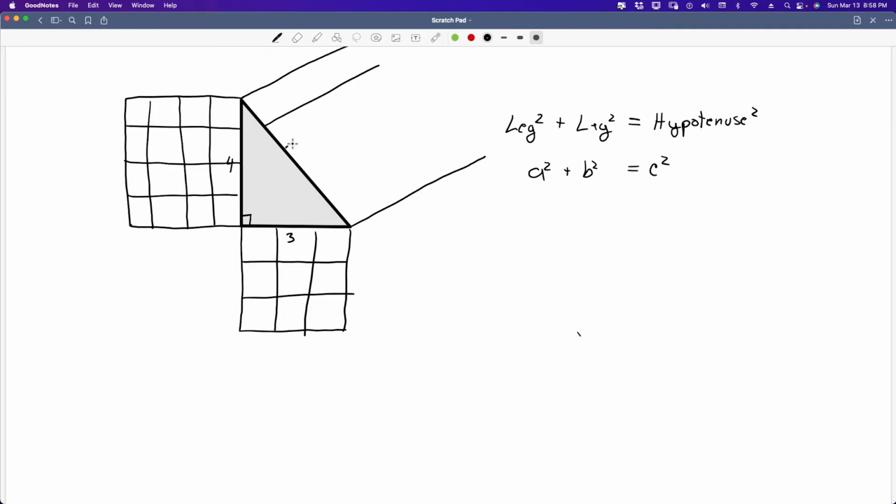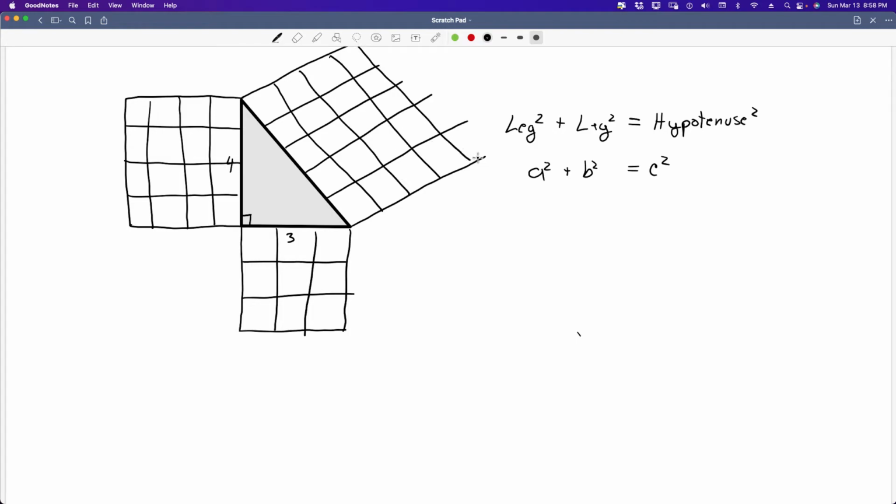1, 2, 3, 4, 5. 1, 2, 3, 4, and 5. It's just a little bit too long where I've positioned it. So this is 5. This is 5 squared. So let me show you how it works.